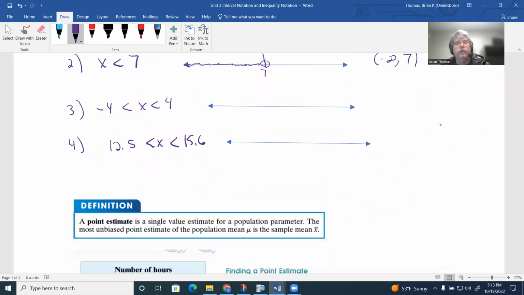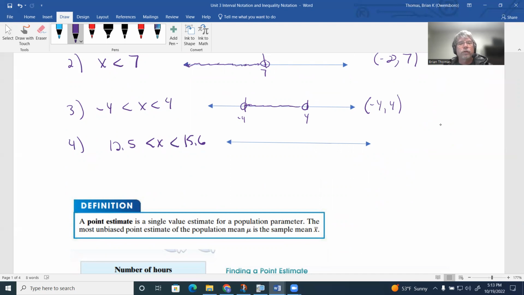If I have -4 to 4, so my left bound is -4 and my right bound is 4, notice that neither one of these is included. So when I use interval notation, we use parentheses for that. -4 to 4 would be the interval notation for that.